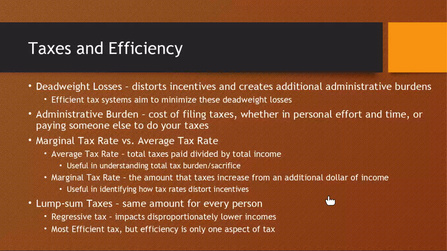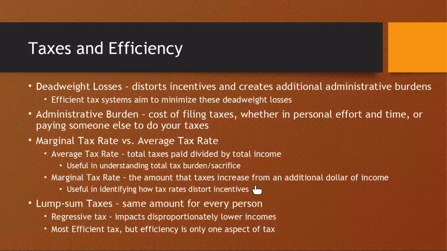One of the things that's considered to be the most efficient way of doing this is, well, create a lump sum tax. A lump sum tax means that everyone pays the exact same amount of money. There's some problems with this. Even though a lump sum tax is the most efficient tax, efficiency is only one aspect of a tax, and lump sum taxes are a regressive tax. Basically, what we mean by that is it impacts disproportionately lower incomes.